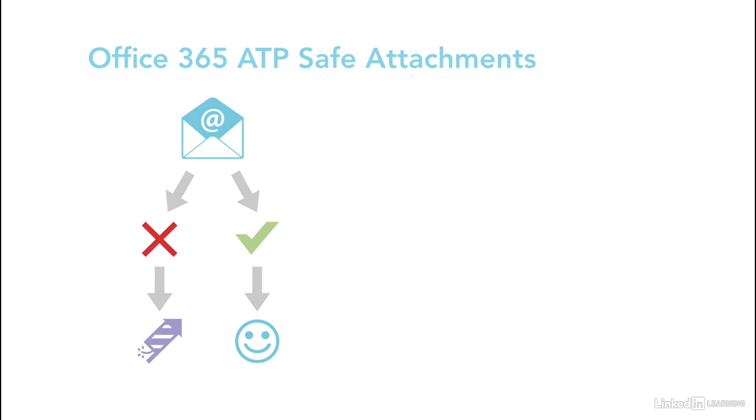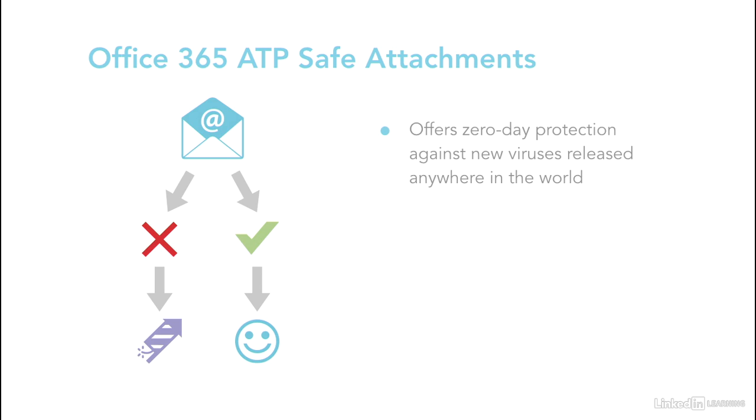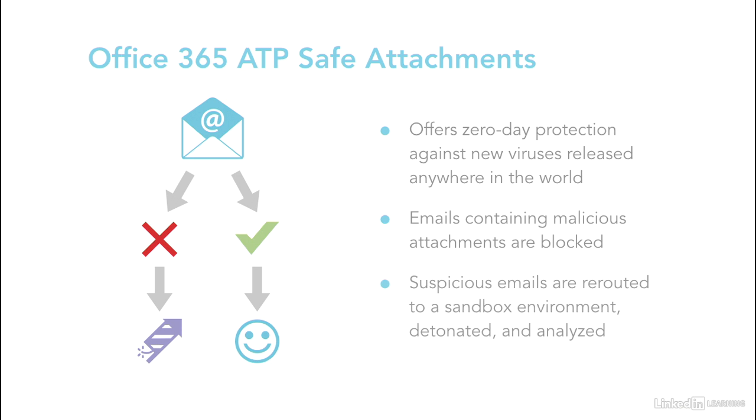The Mailbox Intelligence Engine knows when a message contains your user's typical email signature style and can identify malicious impersonation-based phishing attacks. The Safe Attachments feature of ATP provides zero-day protection against malware and viruses. Whenever a new virus is released and first detected anywhere in the world, you are immediately protected. All received emails are checked and scanned, and if malicious email attachments are detected, then it will be blocked before it gets delivered. Additionally, suspicious emails are rerouted to a sandbox environment and subjected to real-time behavioral analysis and detonated to check for suspicious content.